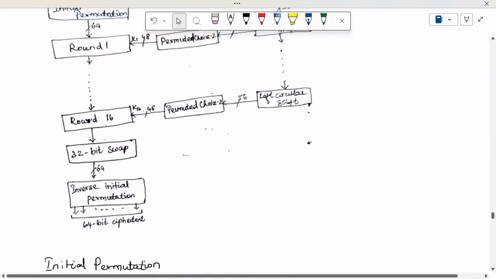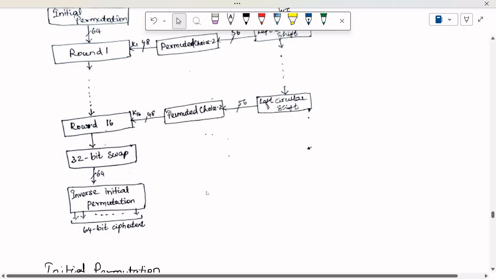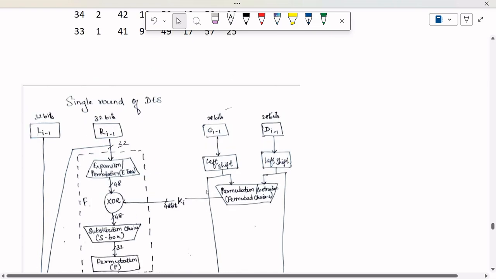So here you can see the round 1, 64-bit input divided into 2 halves. Right half comes across an F function and the output of round 1 is given as input to the round 2, the same set of operations. So similarly goes on till the inverse initial permutation. So that's it with the encryption part.